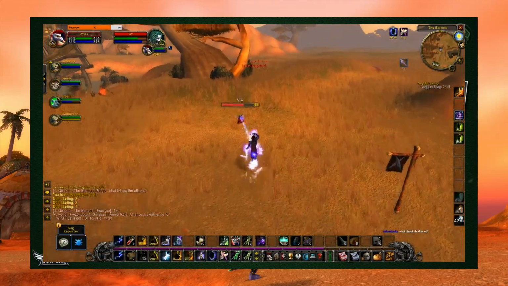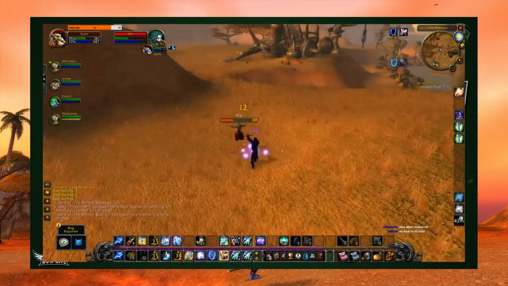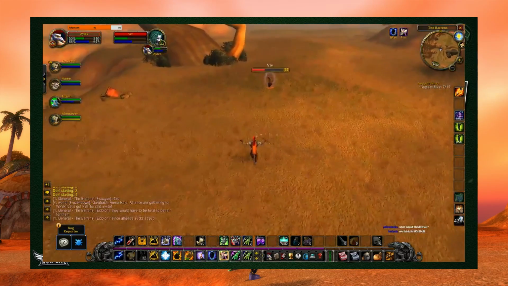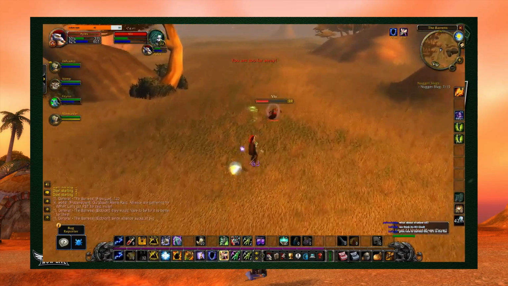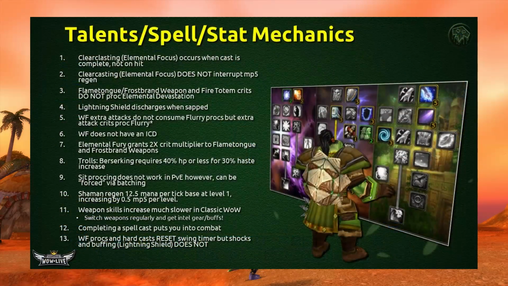Last, Windfury procs and hard casts reset your swing timer, but shocks and buffing, like Lightning Shield, do not. If you are hard casting a Lightning Bolt, that will reset your swing timer. If you gain a Windfury proc, that will also reset your swing timer. So in order to maximize DPS, let's say you're fishing for Windfury with Stormstrike, you want to use Stormstrike immediately after you auto attack so that you minimize the amount of time wasted, quote unquote, from the swing timer reset. If you're any warriors watching this or rogues, keep that in mind as well. If you're fishing for Windfury procs, do it after you auto attack.